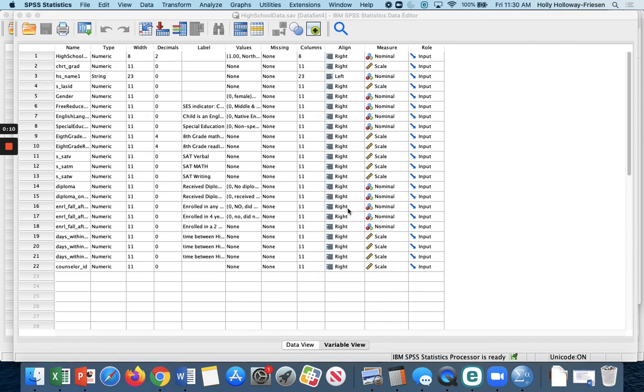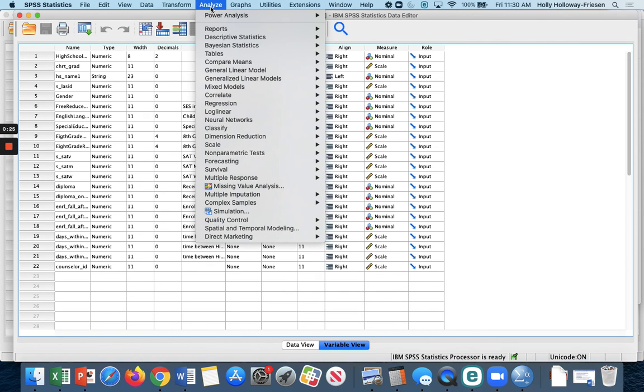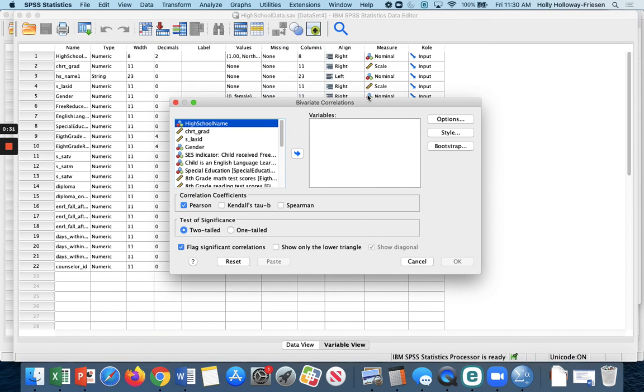A Pearson's R correlation is an appropriate test when you have two continuous variables that you would like to see what their relationship is. To conduct a Pearson's R correlation, click Analyze, Correlate, and Bivariate. Bivariate means you have two variables that you are comparing.